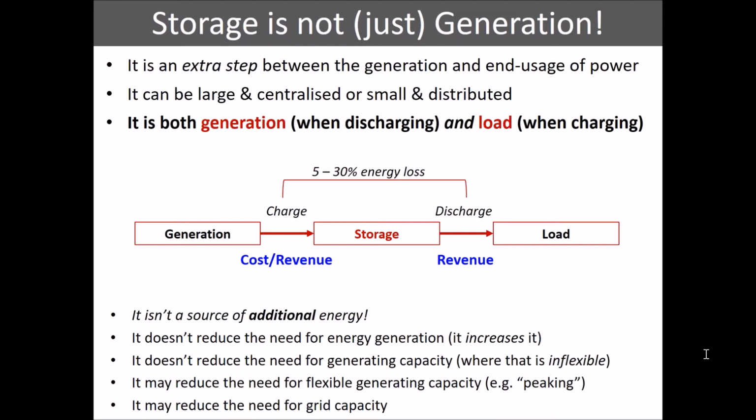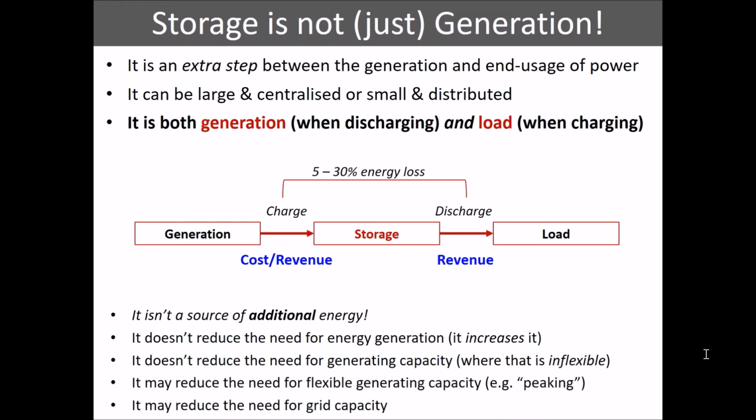So it's not reducing the overall need for energy generation. In fact, because it's not 100% round trip efficient, it actually increases it slightly. In that sense also, if you're building inflexible power generation, which you need to time shift, you're not reducing the need for that capacity. You're not saving any capacity. You still need to generate, you're just generating at a different time and then moving it to a time when it's more useful. On the other hand, it may reduce the need for some of those peaking plants.